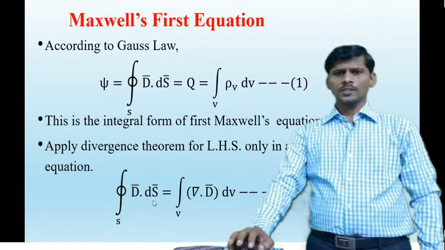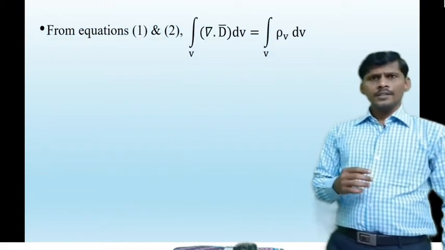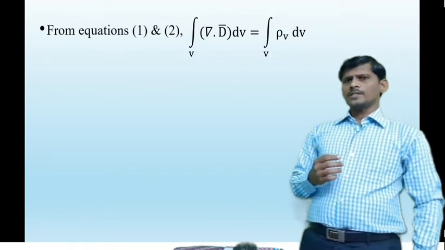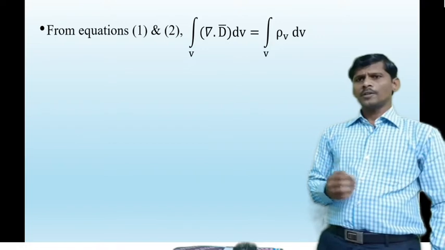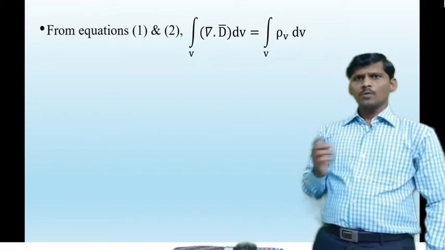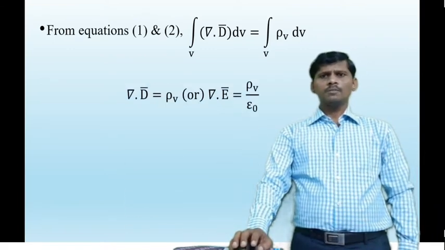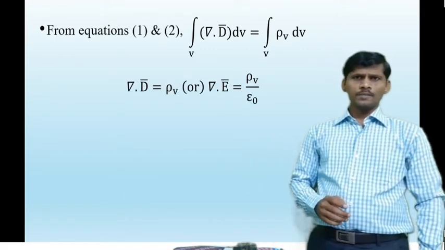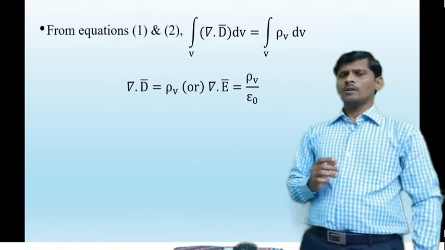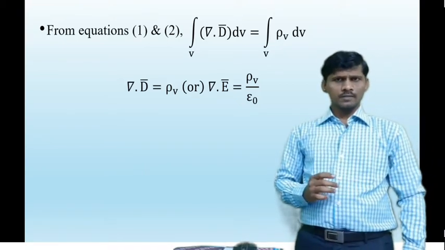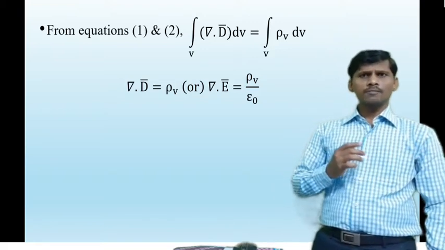In this equation, we get the LHS term, integral rho v dv, is equal to the RHS term, integral del dot D bar into dv. On both sides, cancel the volume integral, we get del dot D bar is equal to rho v. So this is the equation of the differential form of Maxwell first equation. Rho v is the volume charge density, D bar is the electric flux density.